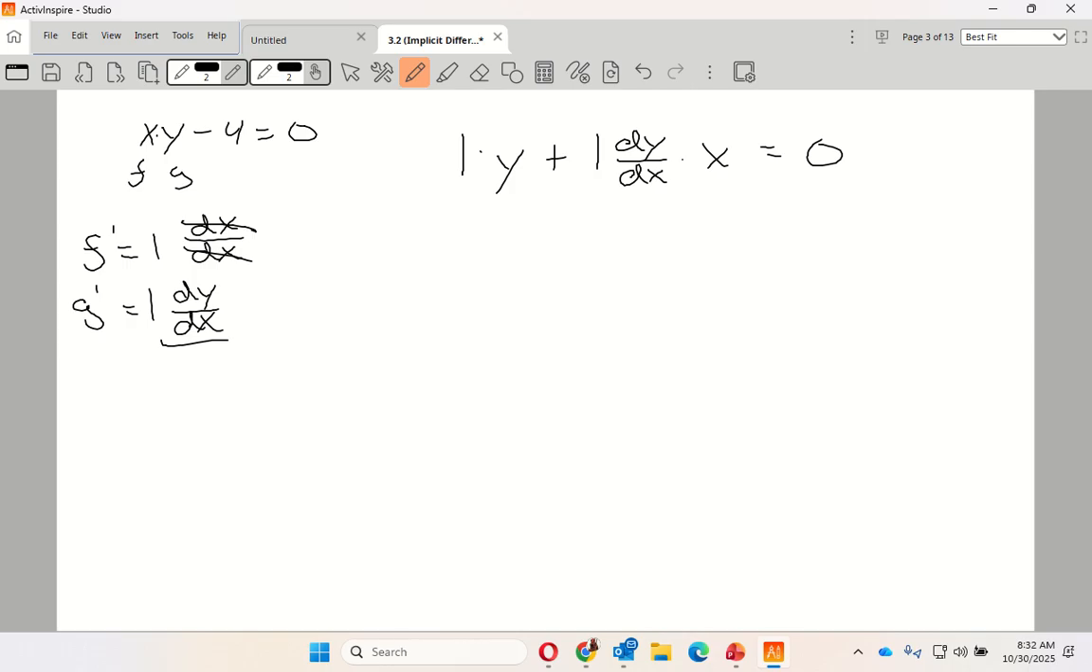Question so far? No questions yet? Okay, I'll continue. So now I'm going to clean this up a little bit. So now I'm going to have 1 times y is y, plus 1 times x is x, dy dx.